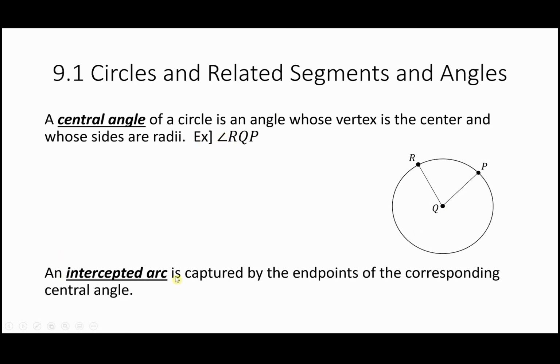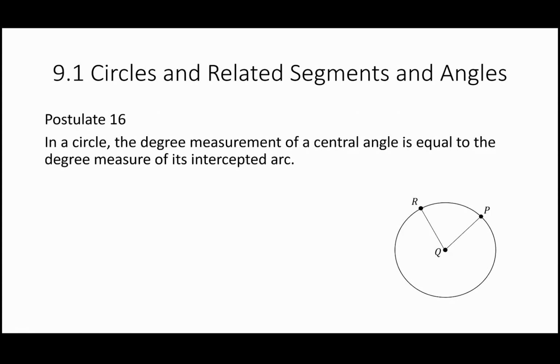And the intercepted arc is going to be the part of the circle that is captured by the endpoints of that corresponding central angle. So for instance, RP would be the intercepted arc by angle RQP, central angle RQP if you like. You could just call it angle RQP though, but it happens to be a central angle because its vertex is at the center and its sides are radii. Okay? Moving on. Oh, we have a postulate in our midst. In a circle, the degree measurement of a central angle is equal to the degree measurement of its intercepted arc.